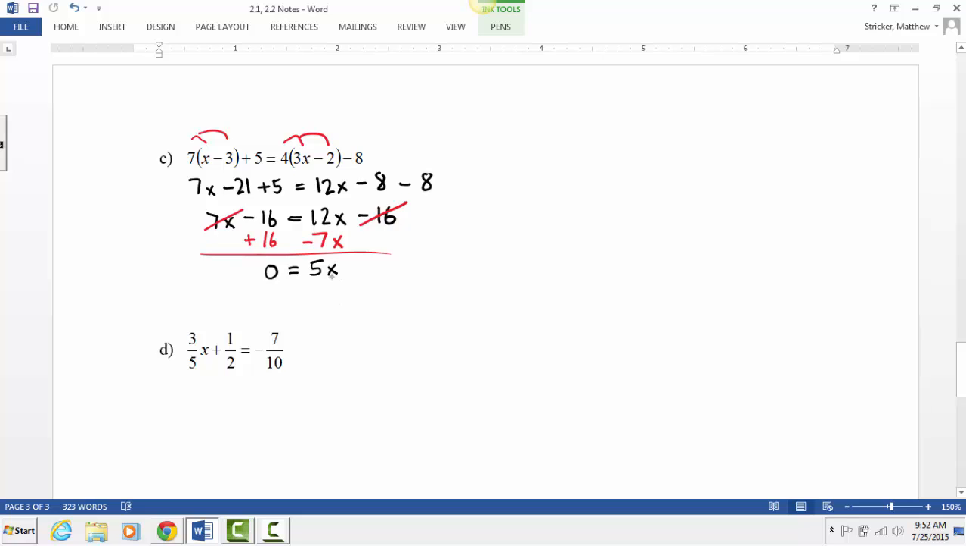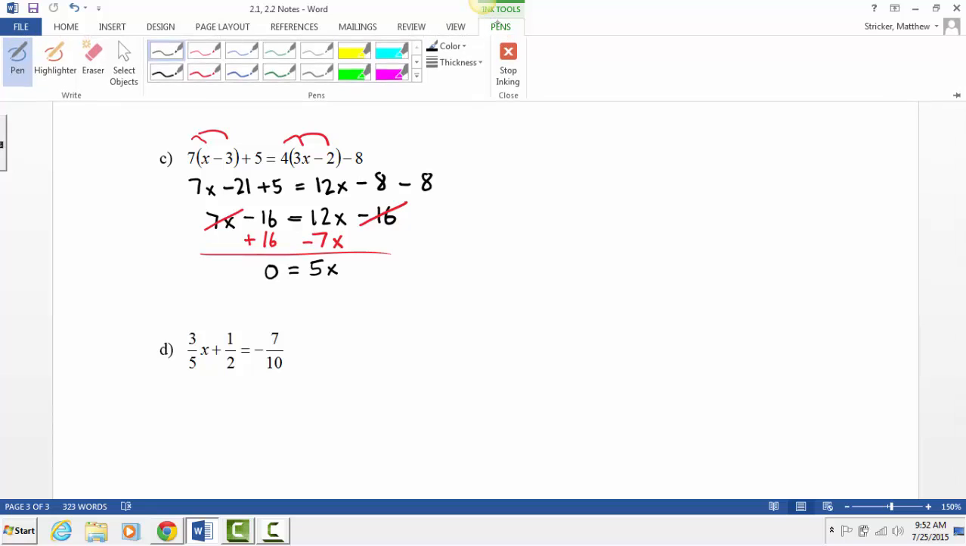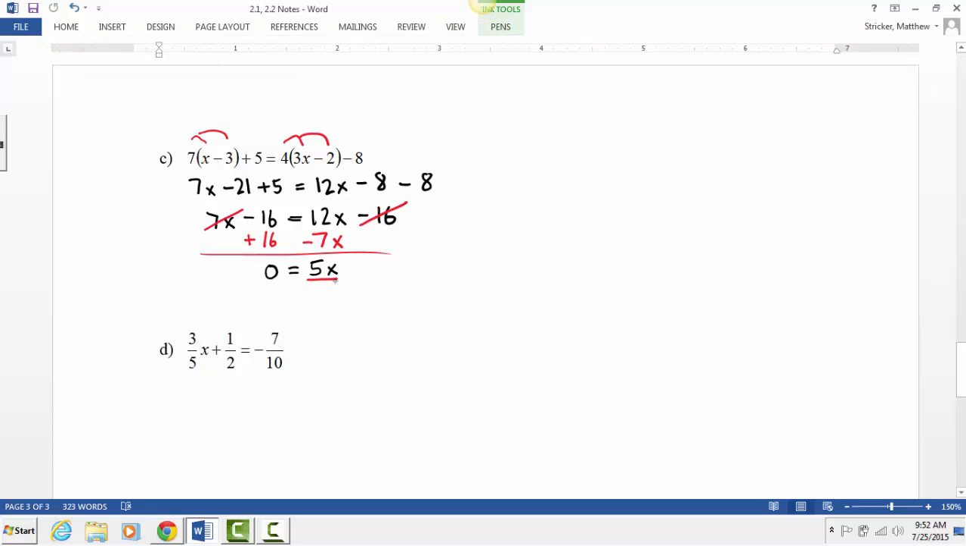Moving on to step 3, this x is married to the 5 by multiplication. How do we undo that? We divide by 5. If I do it on the left side, I got to do it on the right side.